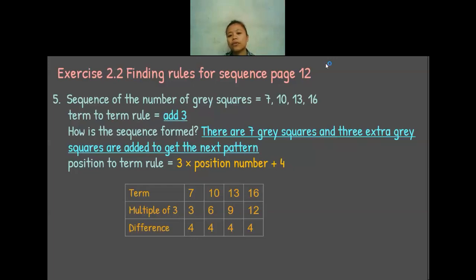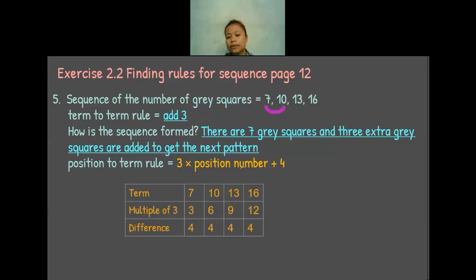For question 5, the term to term rule will be add 3, because we need to find the difference from the first pattern to the second pattern. We have to add 3. So how is the sequence formed? I will just say there are 7 gray squares at the first pattern, and then we need to add 3 extra gray squares to get the next pattern. You can make your own sentence as long as the meaning is the same as mine, so your answer is already correct. For the position to term rule, it will be 3 times position number plus 4.